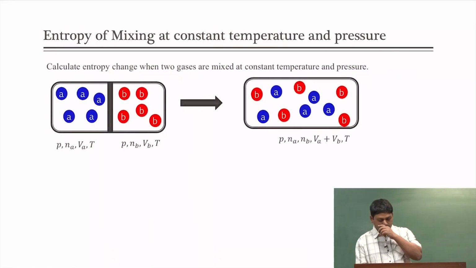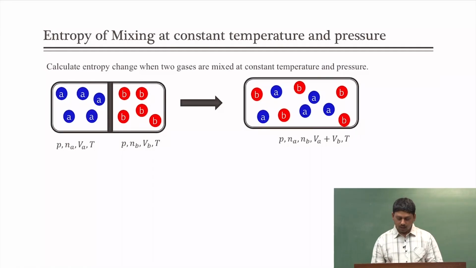Okay. So, now let us calculate the entropy of mixing. Let us say initially N_A molecules of A are confined to a volume V_A at some temperature T and pressure P, and in a different box N_B molecules of B are there. Then they are mixed, and the total volume becomes V_A plus V_B, total pressure remains P, and temperature remains the same. So, it is an isothermal mixing.